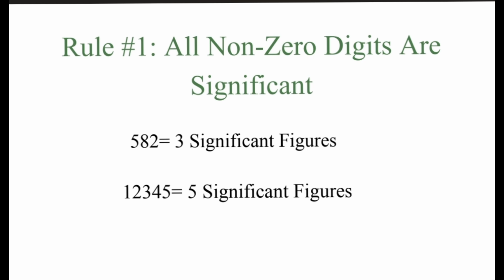So in these examples, we can see for 528, there's 3 significant figures because there are 3 non-zero digits there. And then in 12,345, every digit in this number is a non-zero digit, so that would mean 5 significant figures since there are 5 digits that are all non-zero there.